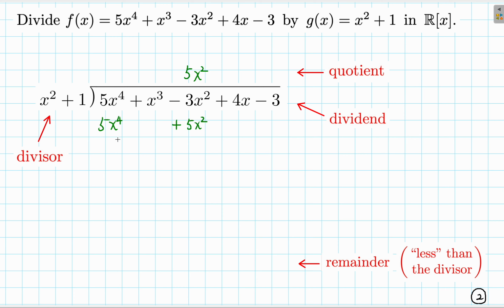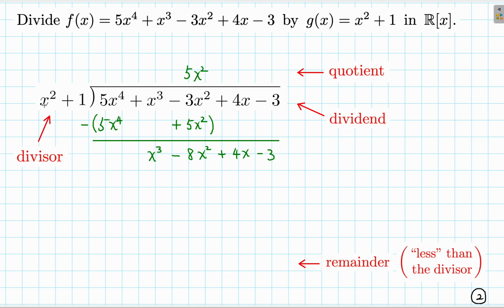And then we subtract this from the original polynomial. So we'll put parentheses around it, subtract. Let's draw a horizontal line going across. And upon subtracting, the leading term cancels. And then we have x cubed minus 3x squared minus 5x squared. So that's minus 8x squared. And let's bring down the rest. Plus 4x minus 3. And then we repeat.